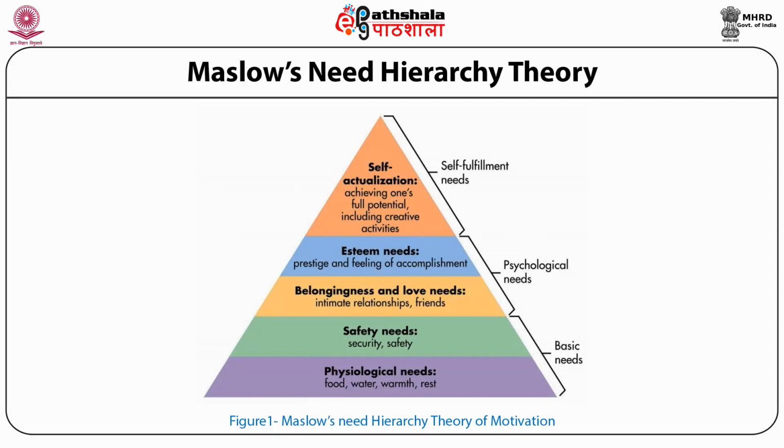The 5 types of needs as described by Maslow are physiological needs, safety needs, belongingness and love needs, esteem needs, and self-actualization needs. The physiological and safety needs are the basic needs. Then come the belongingness and love needs and the esteem needs. He has classified them as the psychological needs. And self-actualization needs are the self-fulfillment needs.